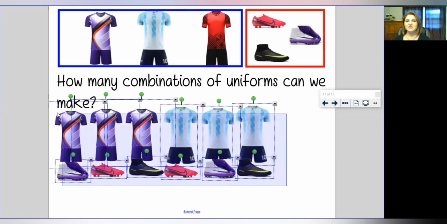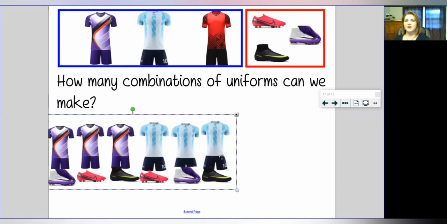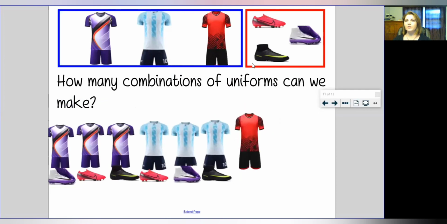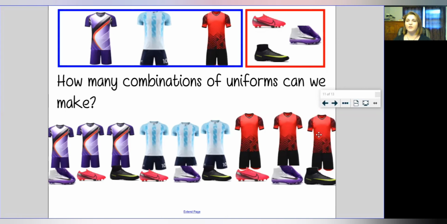The last uniform we have is the red one. So I could do the red uniform with the red cleats, or I could do the red uniform with the purple cleats, or I could do the red uniform with the black cleats. So how many different combinations have we made?